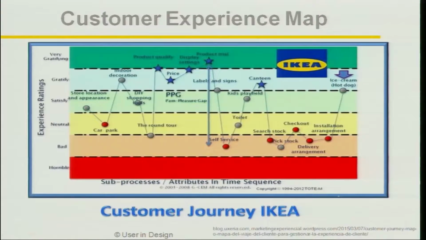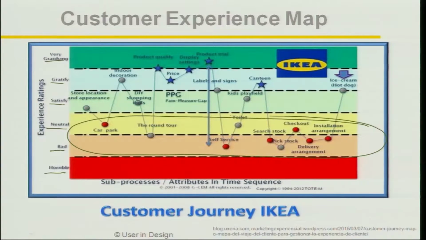Here's another customer experience map, and this is plotted in a different way, where this is labeled as horrible, then bad, then neutral, satisfying, gratifying, very gratifying. And this is the huge chain of furniture stores, IKEA, that has tried to capture all their customers' experience going through the store: location and appearance, car park, indoor decoration, shopping, round tour, price, all these different factors. So at a glance, as a company, it gives them an opportunity to say, hey, we need to improve these things, right?